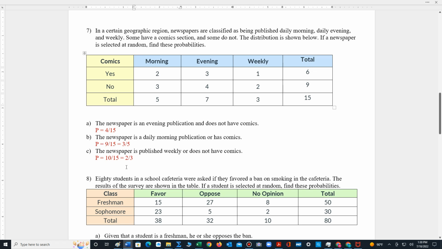Part C says the newspaper is published weekly or does not have comics. So weekly is 3. No comics is 9. 3 plus 9 is 12. But we're double counting these two. So 12 minus 2 is 10. 10 out of 15 reduces to 2/3.